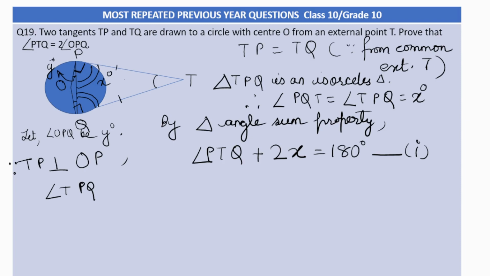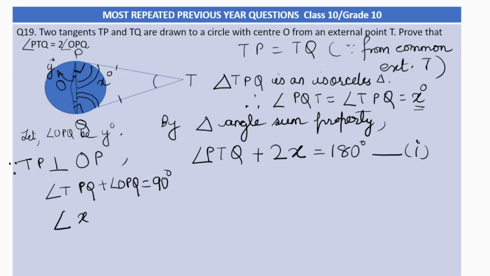Angle TPQ plus angle OPQ is equal to 90 degrees. Why? Since TP is perpendicular to OP, the tangent is perpendicular to the radius. I am repeating points to make things clearer. We have taken the value of angle TPQ as x degrees, so I'll substitute x here.